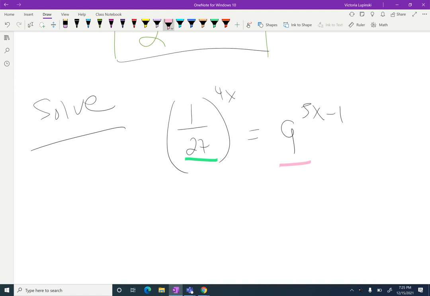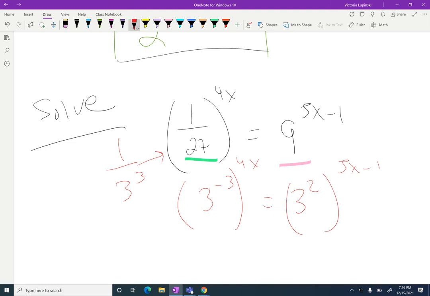You would try 9, which doesn't work, so you'd have to try 3. If you think about 9, that's equivalent to 3 squared. If you think about 27, that's equivalent to 3 cubed. This is really 1 over 3 cubed, which means that you want to bring it to the top by making it 3 to the negative 3. So if you rewrite 1 over 27 as 3 to the negative 3, this is still to the 4x. If you rewrite this as 3 squared, this is still to the 5x minus 1.